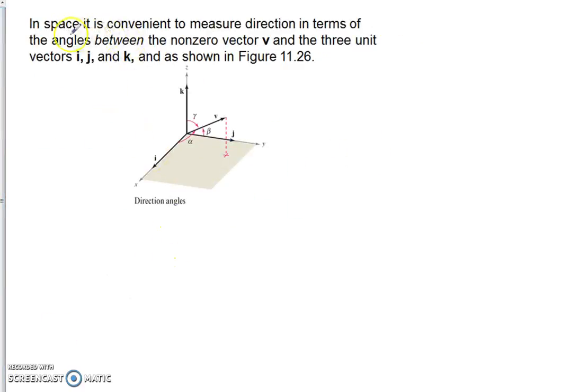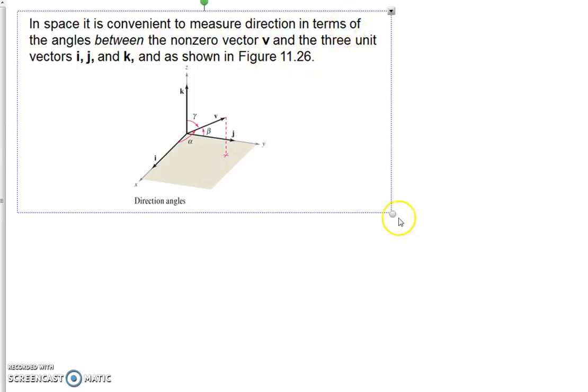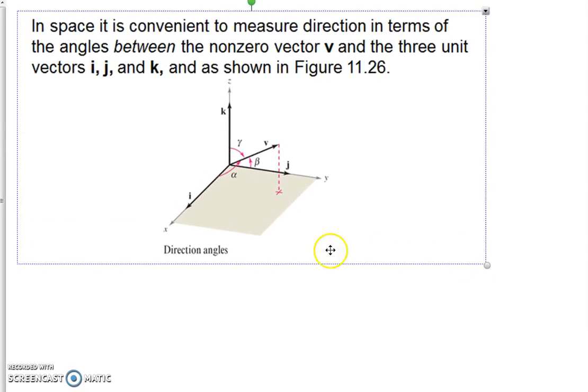All right. In space, it is convenient to measure the direction in terms of the angles between the non-zero vectors. I'm going to boost that up a little bit so you can see it better. There we go. So alpha is the angle between the unit vector I and V. Beta is the angle between the unit vector J and V. And gamma is the angle between K and V. So we're going to take a peek at those. These are called direction angles.